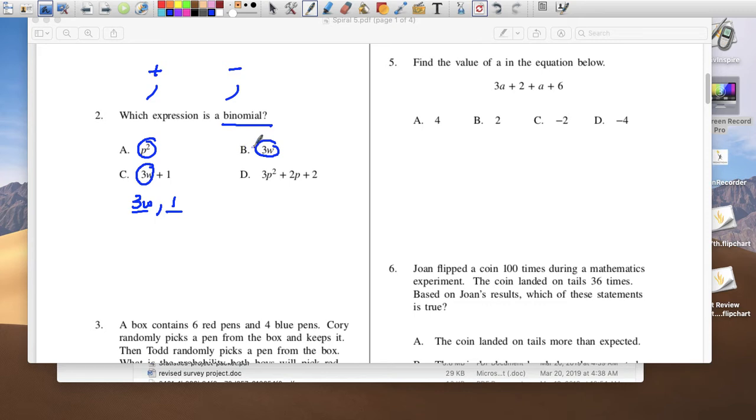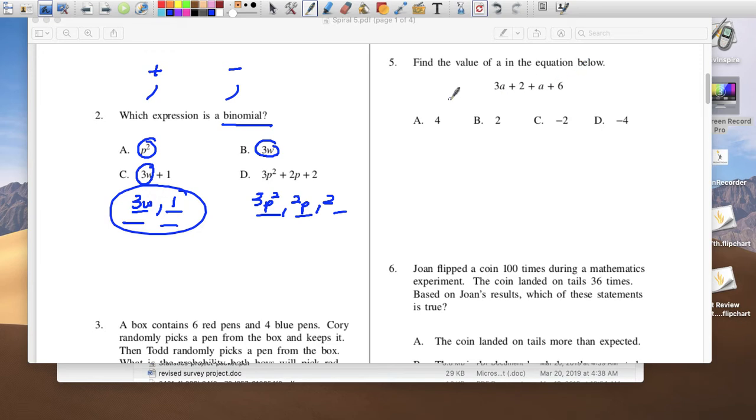What else starts with bi? No, I don't know. Right? It's two terms. Definitely not this one because this has 3p squared, comma 2p, comma 2. So this is made up of 3 parts or terms, and we're looking for something that has 2 terms, and our answer is C.